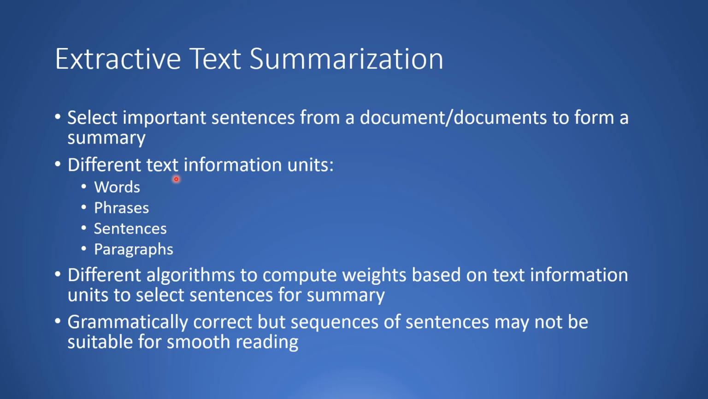Now, there could be different text information units. So, for the summarization, we could have information from words, from phrases, from sentences, from paragraphs. So, there are different algorithms to compute weights based on text information units to select sentences for summary. So, the advantage here is that the summary would be grammatically correct, but sequences of sentences which we have extracted from text may not be suitable for smooth reading. So here the whole emphasis is on extraction of certain sentences from the document which convey the information or which can convey the summary of the text.